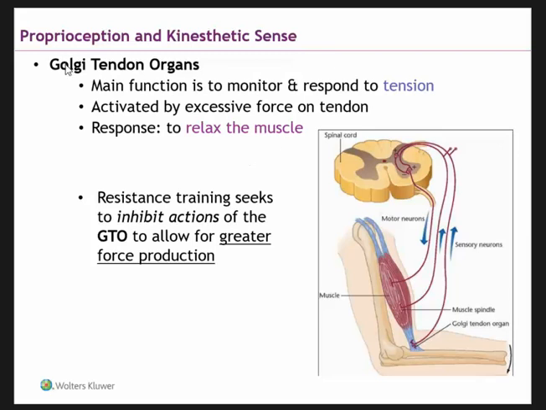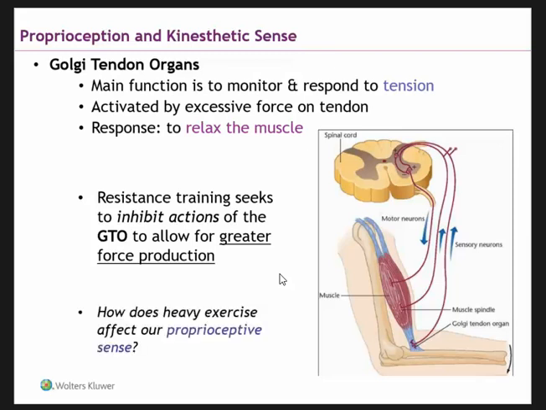But resistance training seeks to inhibit or stop the action of the GTO. So we can actually override the GTO, which allows for greater force production. Because we don't want to relax when we've got a heavy weight placed on our body. We want to contract the muscle to produce force. So that's overriding or inhibiting the action of the GTO. GTO inhibition is what it's called, and that allows for greater force production. So pretty neat.